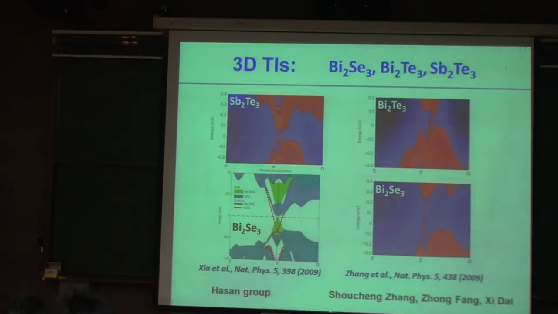Okay. And we started this experiment in the topological insulator, with these three materials called the three-dimensional topological insulators: bismuth selenide, bismuth telluride, and antimony telluride. Those three materials were independently proposed by two groups, Hasan's group and Shoucheng, Fang, Zhong and Dai Xi. They were published in the same issue in May of 2009, in Nature Physics.